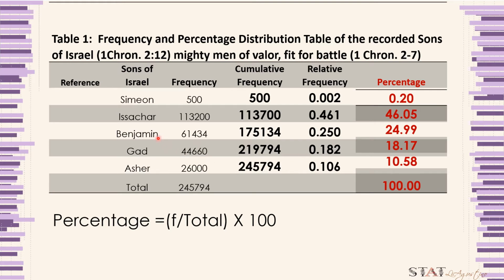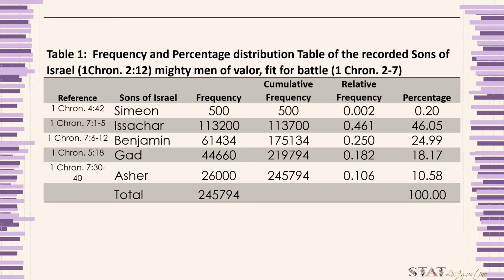or 24.99% are Benjaminites, and then 18.17% are Gadites, and then 10.58% came from the Asher tribe. So that's how you compute for the percentage distribution. So we now have the needed information or data in each cell. This is what your statistical table would look like.